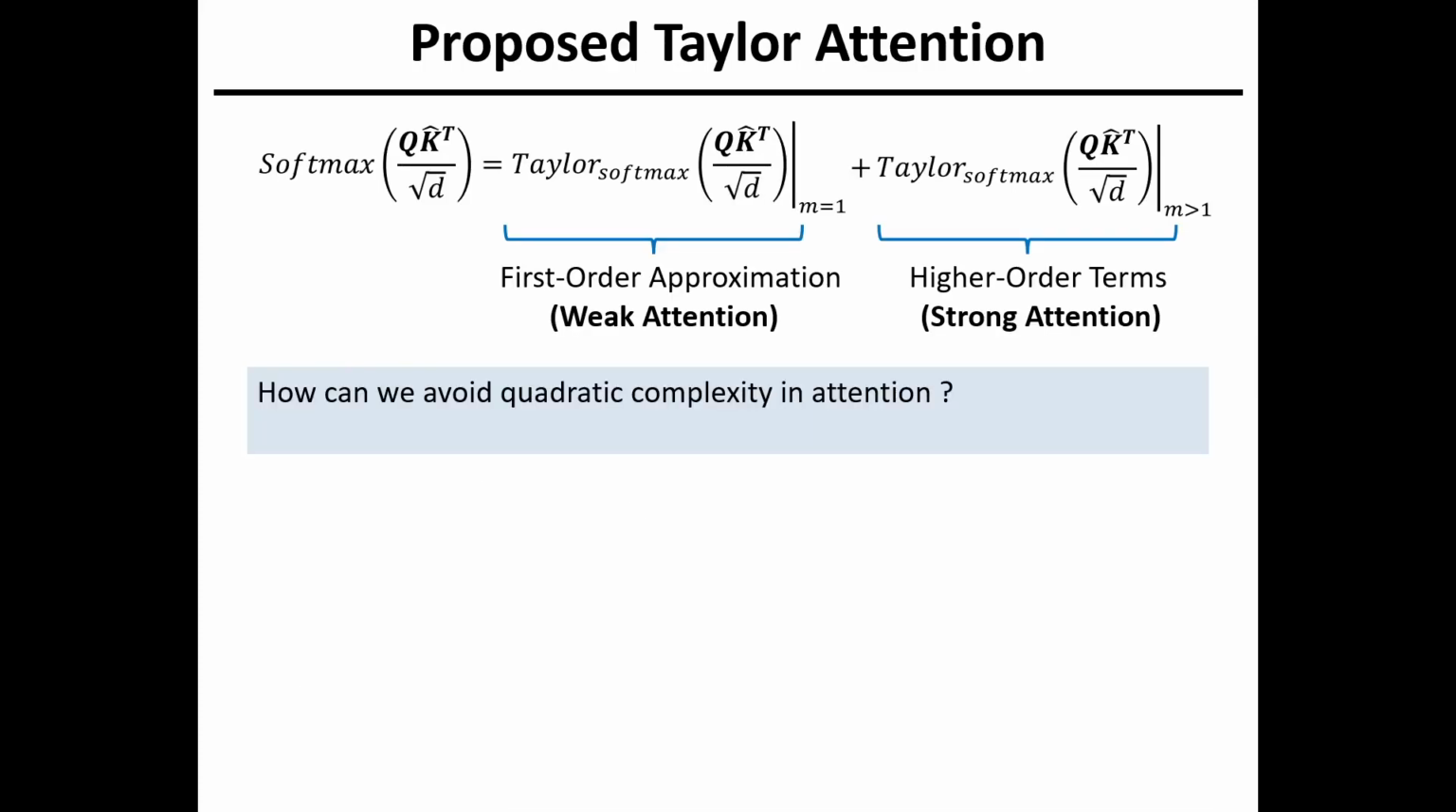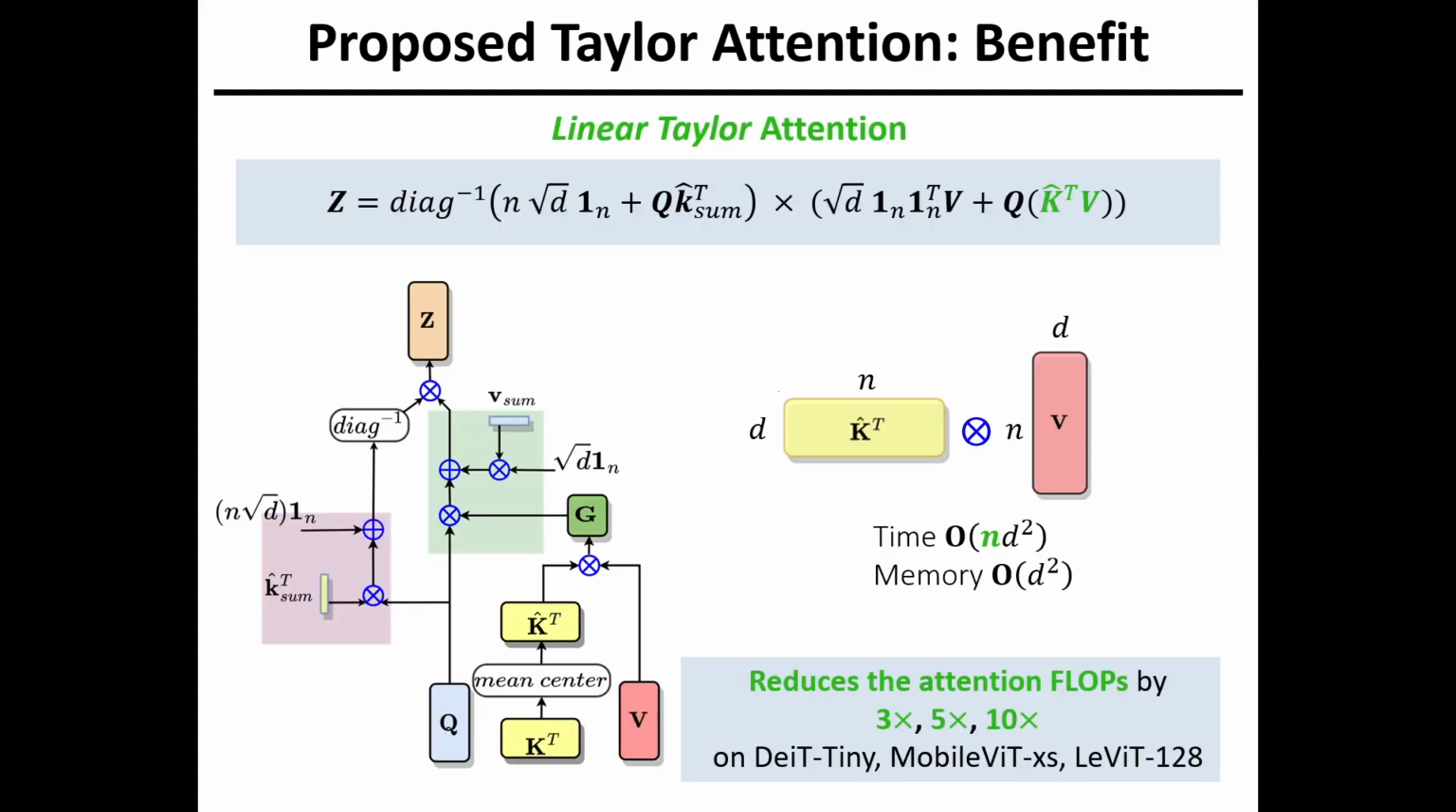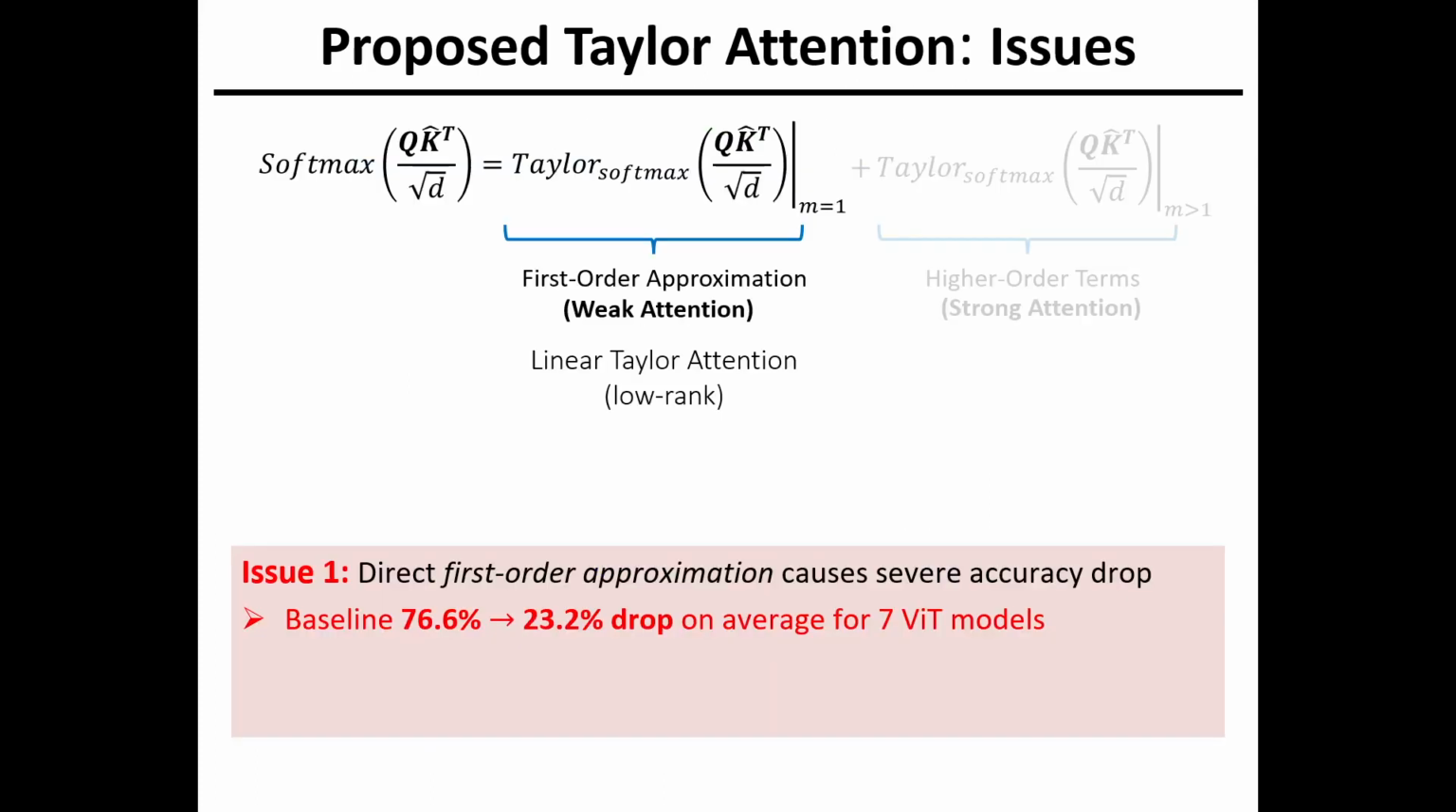This motivates us to avoid the quadratic complexity of softmax attention by directly using the low-rank approximation, which is essentially the first-order Taylor expansion. After this Taylor expansion, we can use the matrix associative property to multiply K transpose and V first, and therefore achieve linear time and memory complexity. We observe that linear Taylor attention reduces the attention FLOPs by 3 times to 10 times on various ViT models.